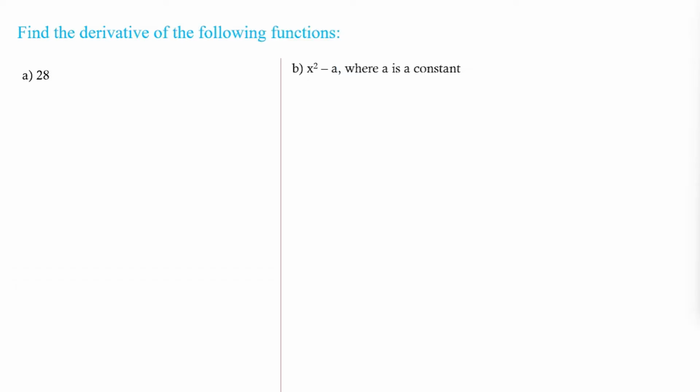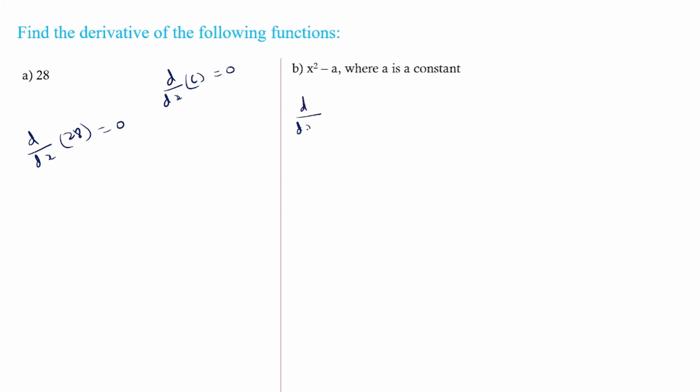Now let us understand all these rules by finding the derivatives of some simple functions. The first one is, find the derivative of the following functions. First one is 28. We just now saw that the derivative of a constant c is equal to 0. So the derivative of 28 is equal to 0. The next question, x square minus a, where a is a constant.